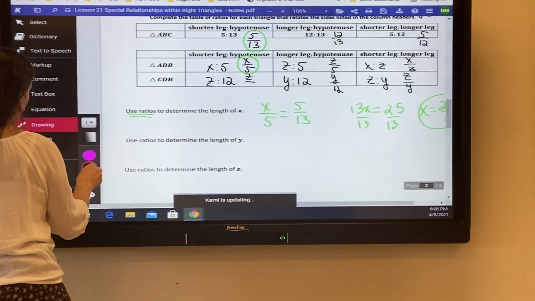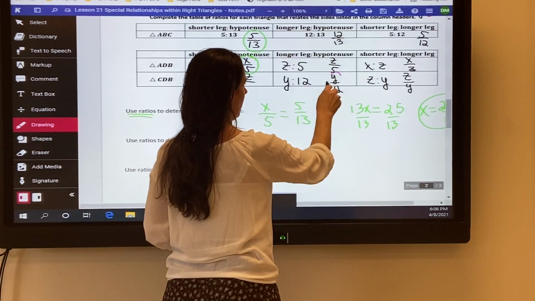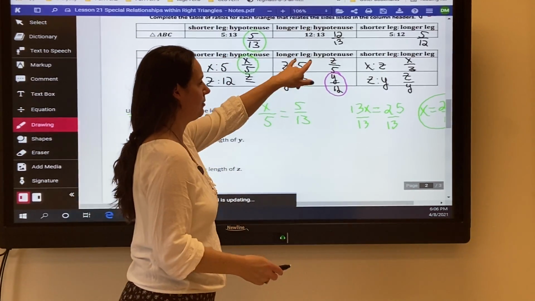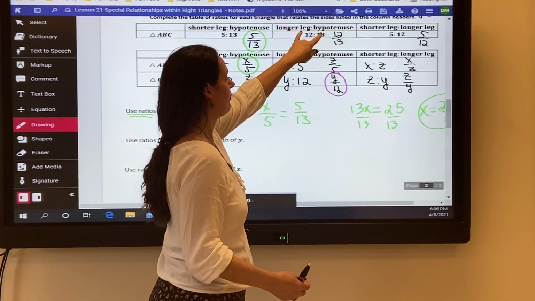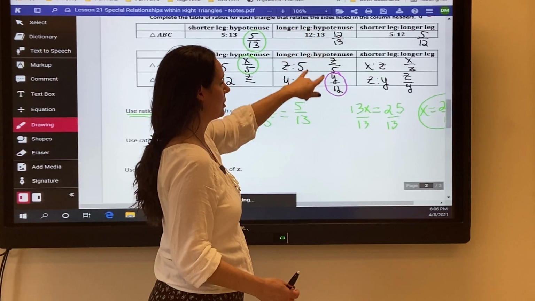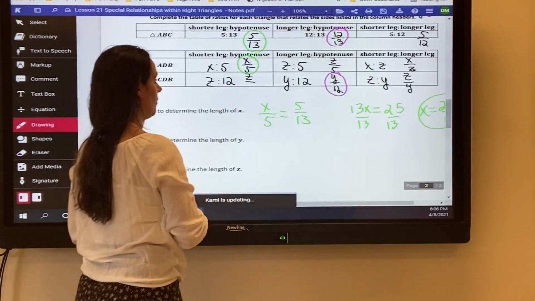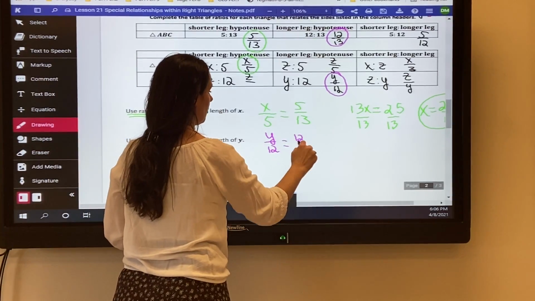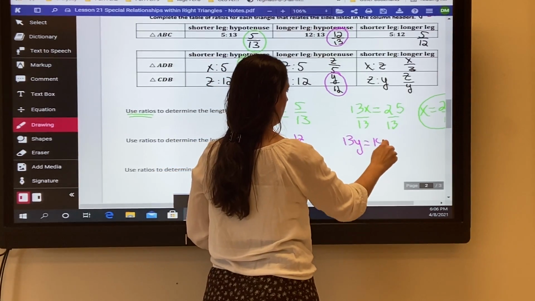And what we have from y is a ratio right in here, that's y over 12, okay? And notice that since that's in the longer leg to hypotenuse ratio, and corresponding sides are what have the equal ratios, we want to find another longer leg to hypotenuse ratio that we could set that equal to solve for y, and so it makes sense to use the 12 over 13. So we would say y over 12 equals 12 over 13, okay? We cross multiply, this would give us 13y equals 144.